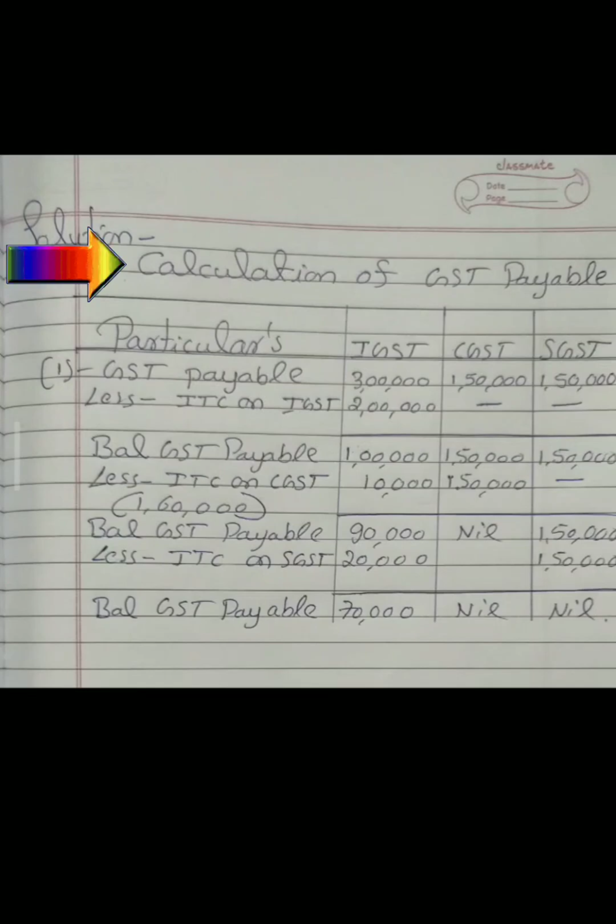So here 4 columns are required: Particulars, IGST column, CGST column, SGST column.